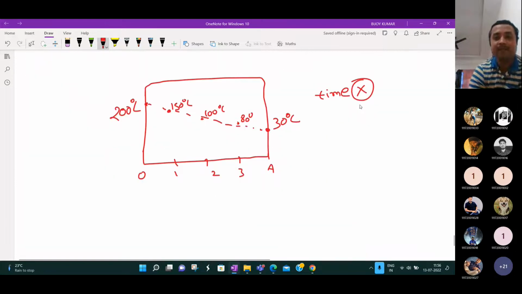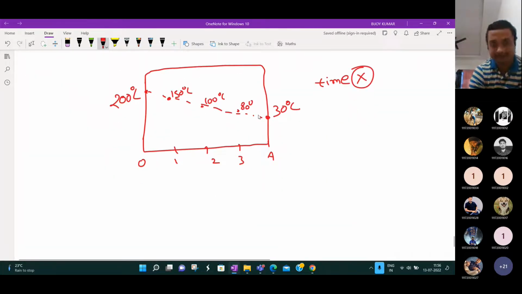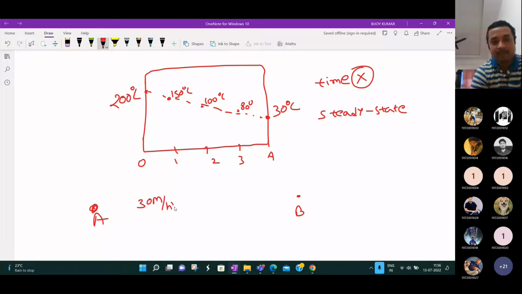But after some time, the temperature profile will cease, or you can say it will reach a steady state. What do you mean by steady state in general English? Suppose one object is traveling from point A to point B. Suppose one person is going by bike, and its speed is 30 meter per hour from this place to this place. We can say he is going at steady state.